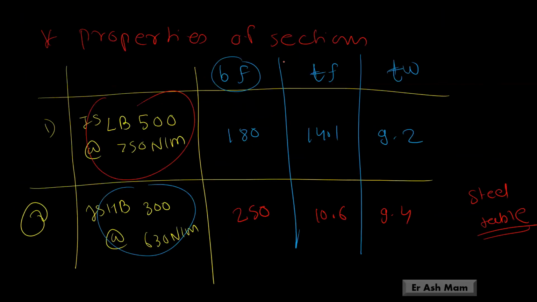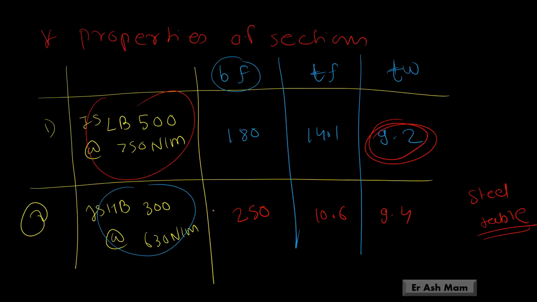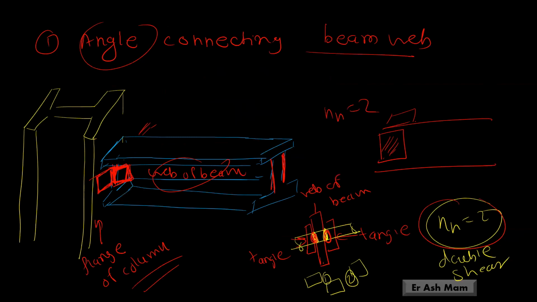Thickness of web of beam. It means this thickness, thickness of web of beam, which is 9.2. Or you can see here, thickness of web of this beam. We know that this is beam ISLB 500, and the thickness of web of this beam is Tw.